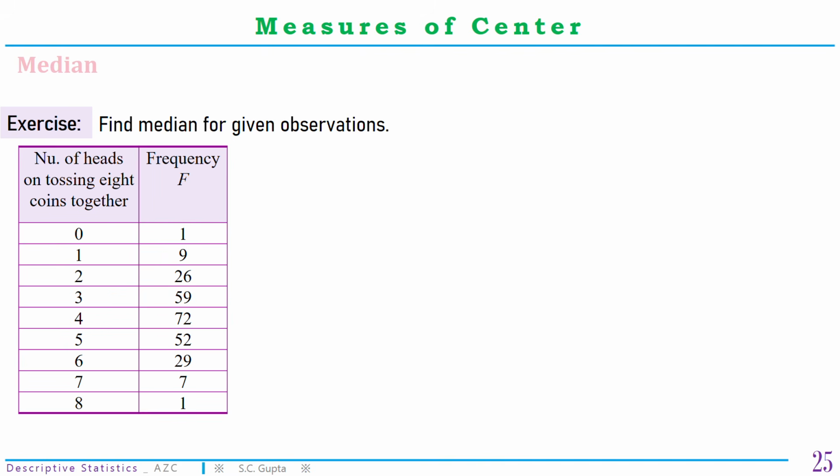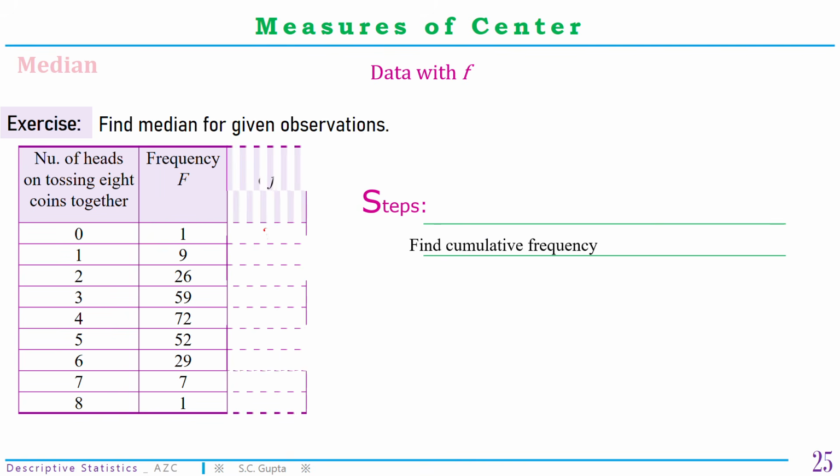Find the median for given observations of number of heads on tossing 8 coins together. Frequency of getting heads is given here. So in this exercise, we have data with frequencies. Steps to calculate median for data with frequency distribution. First, find cumulative frequency.